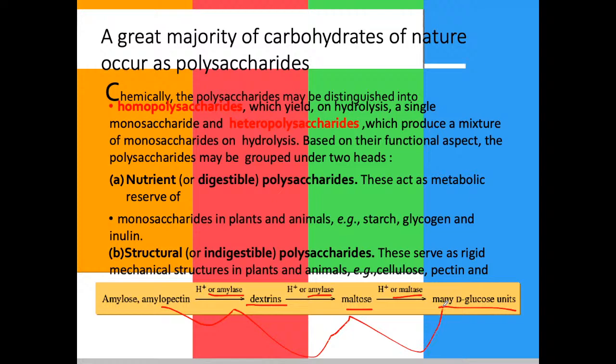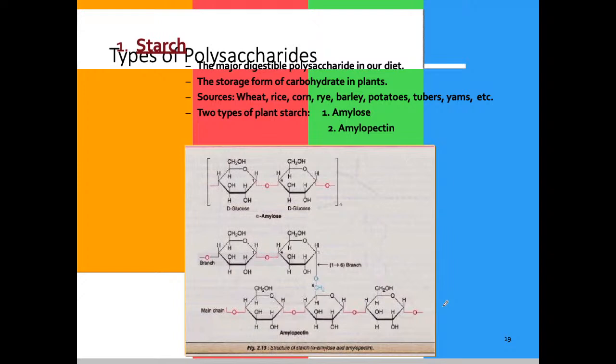The first type of polysaccharide is starch, which is the major digestible polysaccharide in our diet. It is the storage form of carbohydrate in plants. We get it from wheat, rice, corn, rye, barley, potato, tubers, yams. Almost 80% of the carbohydrates in our daily diet come from these. Plant starches are of two types, amylose and amylopectin.